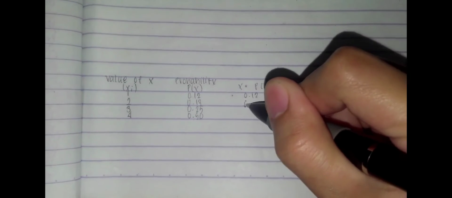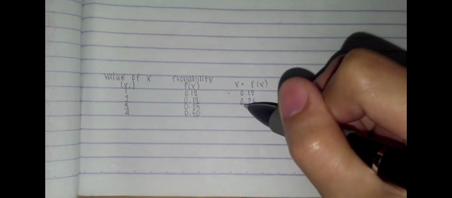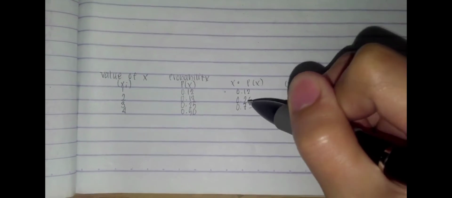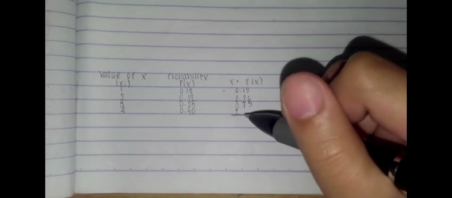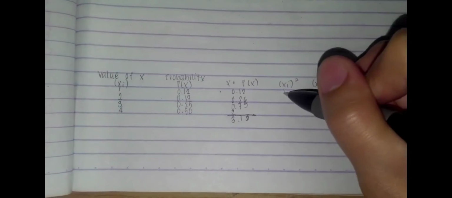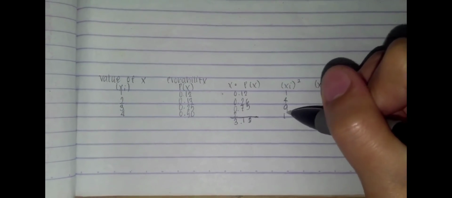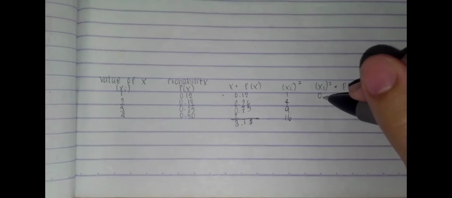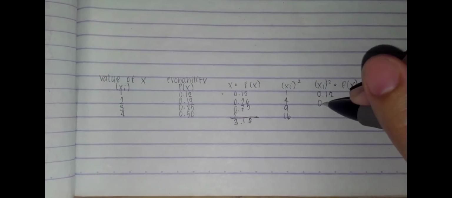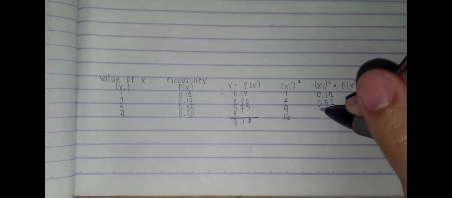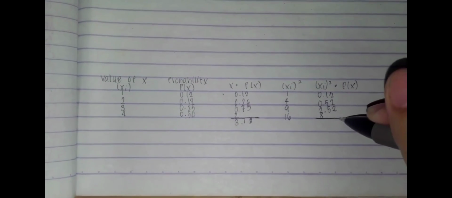To find the mean, you just need to multiply the values of x by the probabilities of x, then get the sum of all of it. To find the variance and the standard deviation, use the same probability distribution and get the square of it. Then find the sum of the products. To finally get the variance, subtract the square of the mean from the sum of all the products. Lastly, get the square root of the variance to finally find the standard deviation.